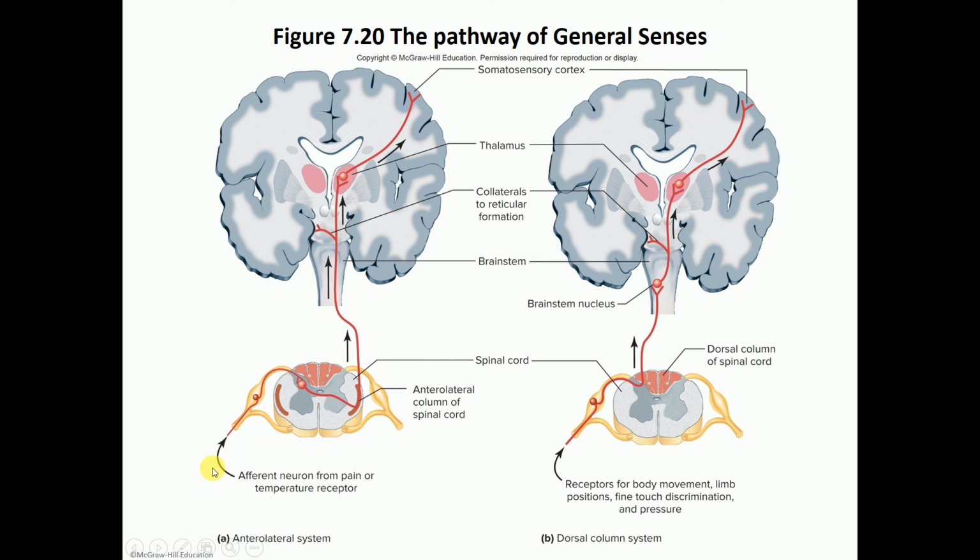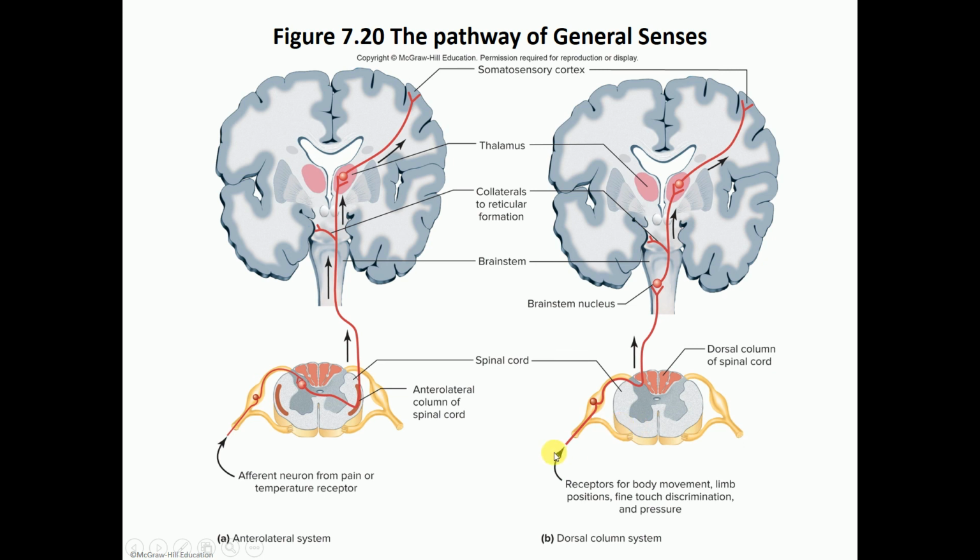So we'll talk about the 3 neurons. Neuron number 1 has the receptor that was stimulated by either pain or temperature. It goes into the spinal cord, and then it relays in the spinal cord with neuron number 2. Now, neuron number 2 crosses over to the opposite side, and then it ascends in the anterolateral column of the spinal cord. It keeps on ascending in the brainstem, and then it relays to the thalamus. In the thalamus, this is where the 3rd neuron starts, and the 3rd neuron will take the sense to the somatosensory cortex, and because these are general senses, they will all end up going to the parietal cortex.